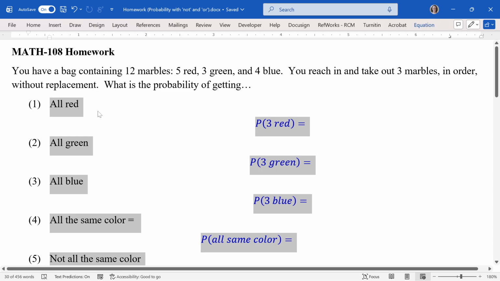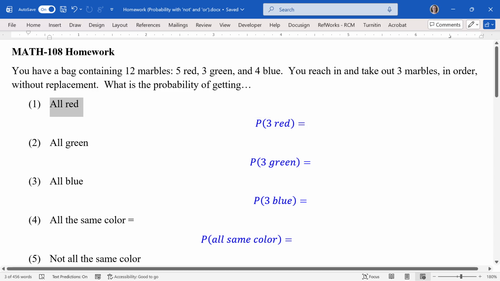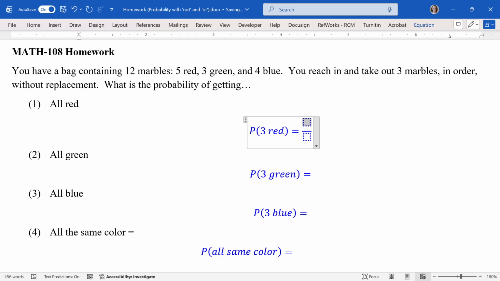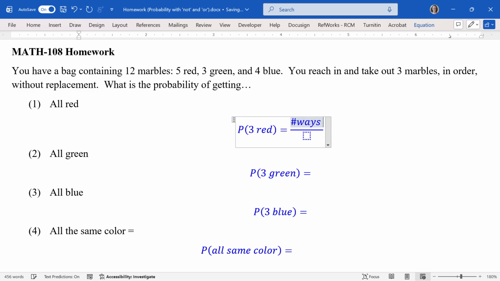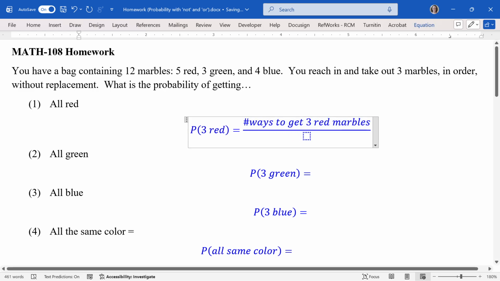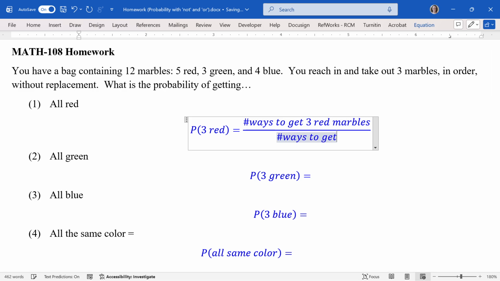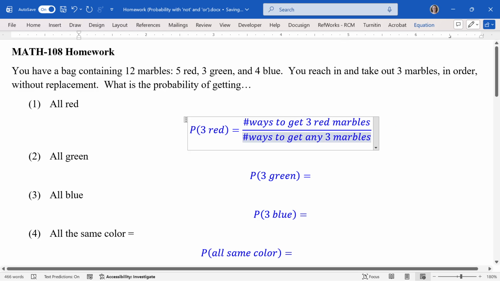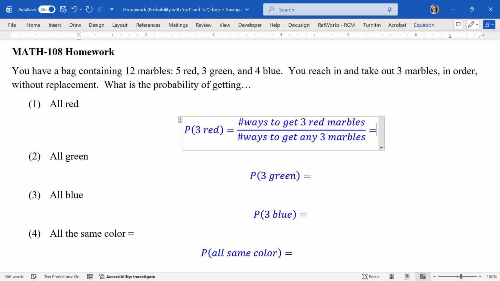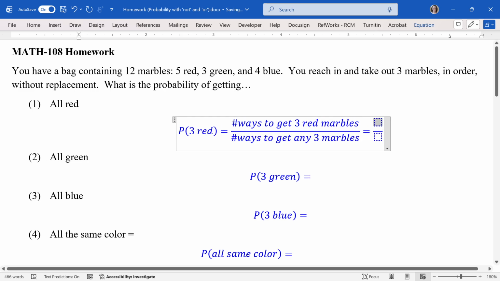So for the first event, we want the probability of getting all red marbles, so 3 red marbles. For this probability, I'm just going to do it the standard way. On the top, I'm going to do the number of ways to get 3 red marbles. And on the bottom, I'm going to do the number of ways to get any 3 marbles. So just any outcome for the experiment. And the experiment is taking out these 3 marbles.